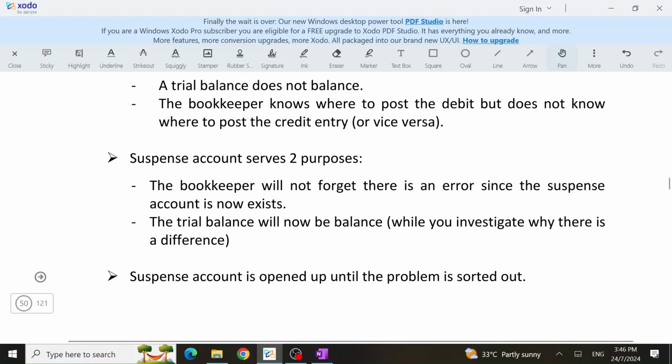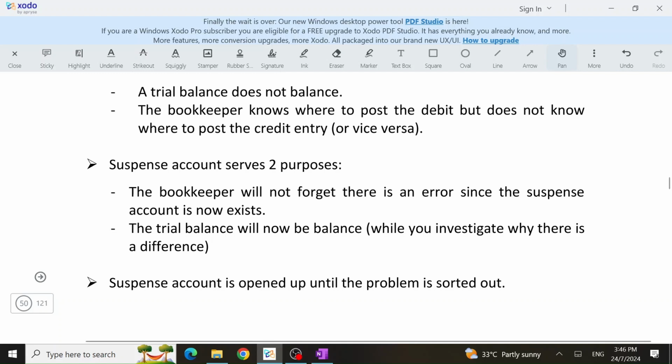Now, there are two purposes of us keeping the suspense account. First is because we know there's an error, but I cannot solve it now. But it is already 5 p.m. So I need to leave my office. Okay, so in order for me to not forget tomorrow, I will put the suspense account lah. Because once I see suspense account, I know, oh, this one got error. I haven't solved it yet. Alright, so it is a reminder for me that there's an error. Please correct it.